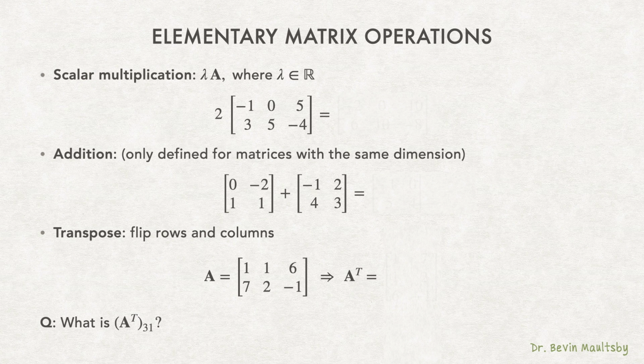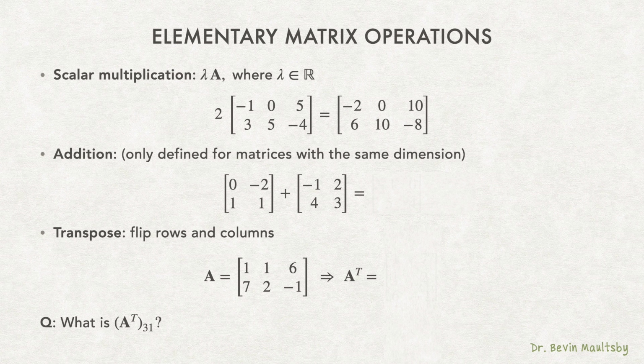Let's cover some of the basic operations that we perform on matrices. The first is scalar multiplication. So given some matrix A, you can scale it by the number lambda, just a plain old real number, which we will often call a scalar. In this example, A is a 2 by 3 matrix because it has 2 rows and 3 columns. The scalar is the number 2 in front. To scale this matrix by the number 2 means to just go entry by entry and multiply each of the entries individually by 2. So you can see the row -1, 0, 5 became the row -2, 0, 10, and likewise the second row 3, 5, -4 became 6, 10, -8.